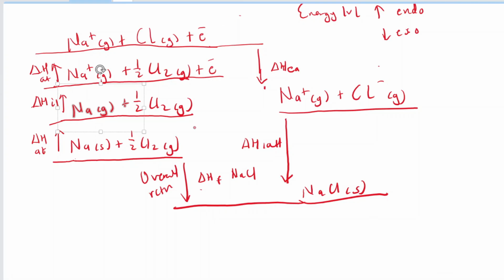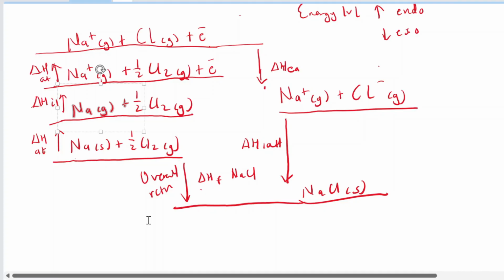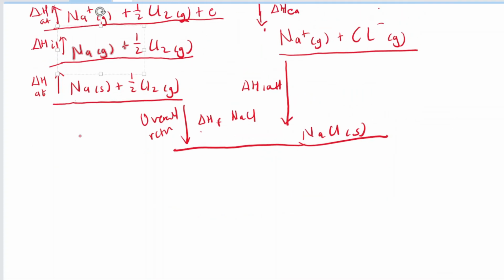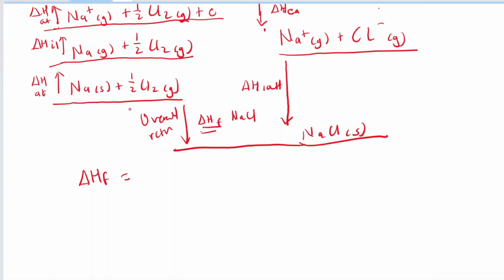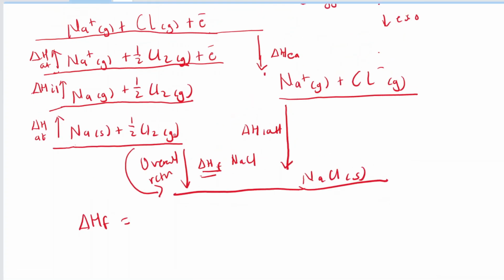So there are two ways. The first path is from here to here. Another path is to go all the way from here down to here, which means that the enthalpy change of formation is this part. It's just going direct from here to here, which is the same as adding all these up: 1 plus 2 plus 3 plus 4 plus 5.